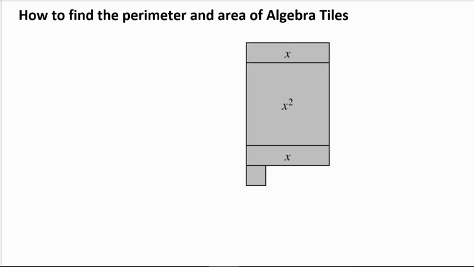In this video, we're talking about how to find the perimeter and area of algebra tiles. So just a reminder to start. Perimeter is the distance around any shape. Okay, so for perimeter, we're going to be finding the length around the outside. Remember, we do not include these lengths in here because it's not around the outside. We only care about the blue outline.